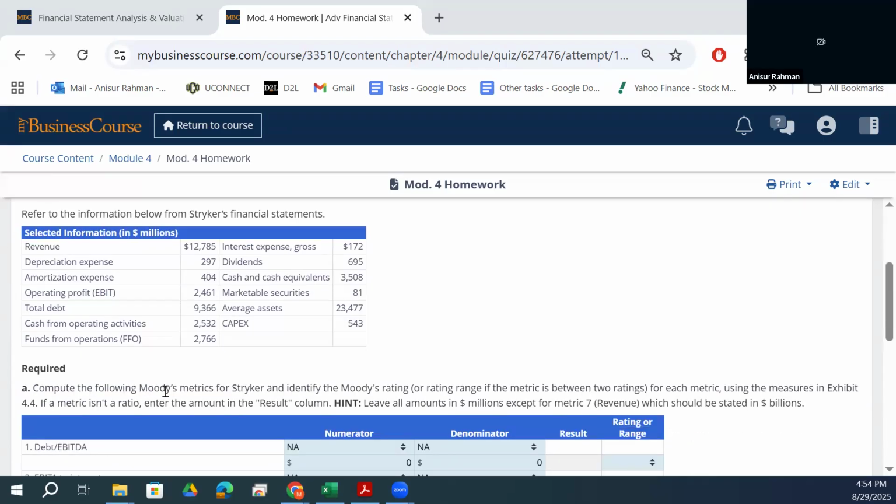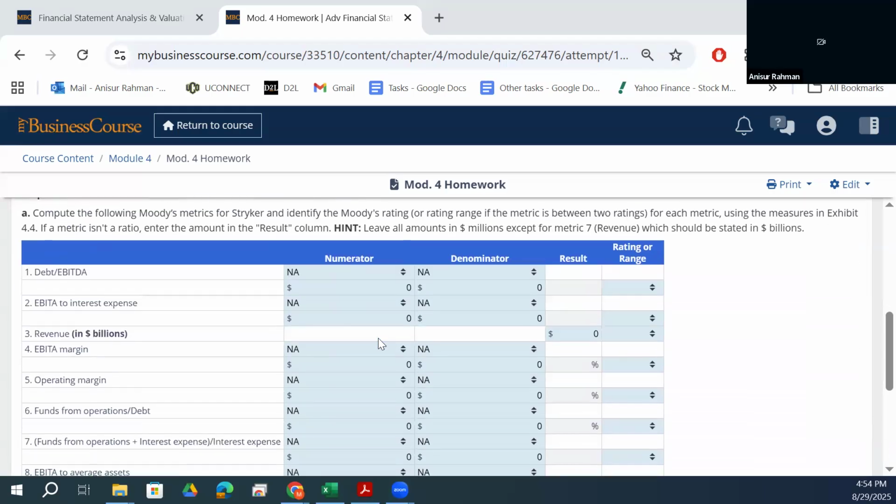Compute the following Moody's metrics. If you remember, Moody's is one of the major credit rating agencies in the US. So compute the following Moody's metrics for Stryker and identify the Moody's rating, or rating range if the metric is between two ratings, for each metric using the measures in Exhibit 4.4. If a metric is a ratio, enter the amount in the results column.